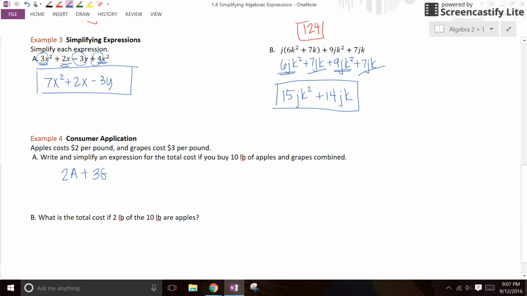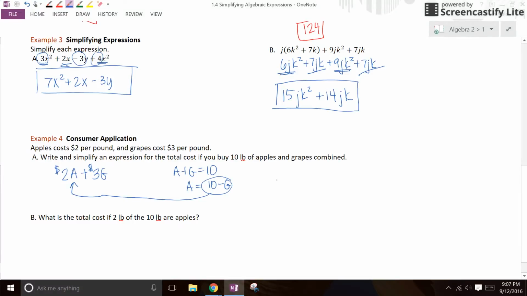But unfortunately, I know I combined them for 10 pounds total. So even though this gives costs, that doesn't really help me because I can't solve it, right? But there's a little side note. I know that apples plus grapes have to equal 10 pounds. And so apples, let's say, are equal to 10 minus grapes. So there would be my equation. I could substitute 10 minus g in for a.